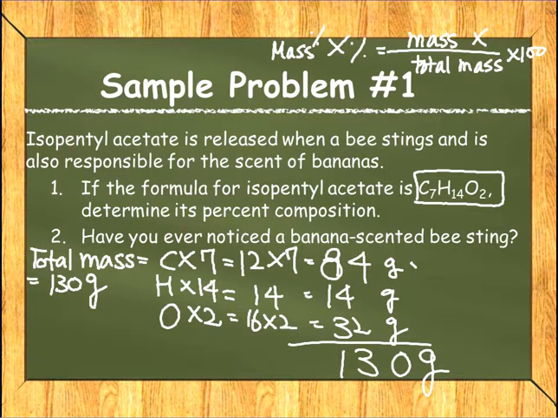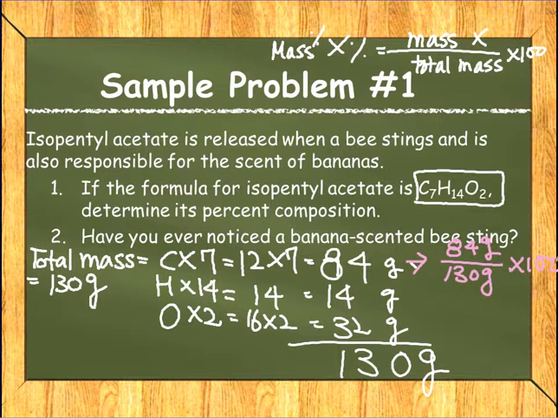For carbon, I'm going to use pink. 84 grams is the total mass of the 7 carbons, all the carbons that are in this, right? Do you see where I'm getting at? So if I want to find the mass percent of carbon, I simply take 84 grams, put it over 130 grams, and then times 100. And that gives me the mass percent of carbon.